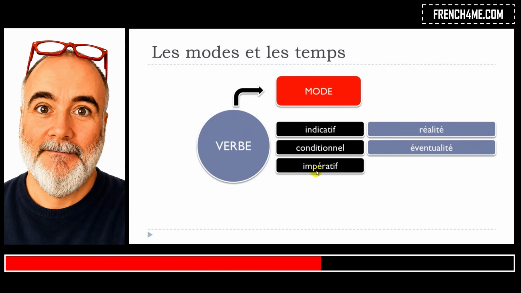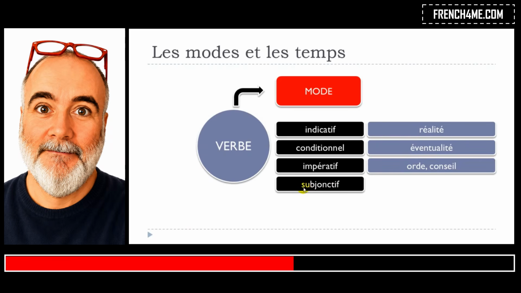Okay, and then we'll have the imperative mood, sorry, just to express l'ordre, the order, or then le conseil, advice. And then we'll have the subjunctive, which can be quite tricky, especially at the beginning, because it doesn't really exist in English, and it's to express what we call le sentiment. Okay, so basically we'll have these main moods: l'indicatif, le conditionnel, l'impératif, and then le subjonctif.